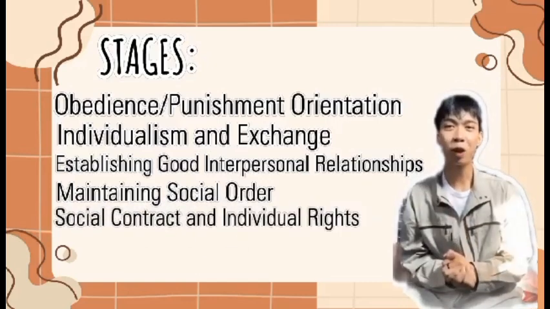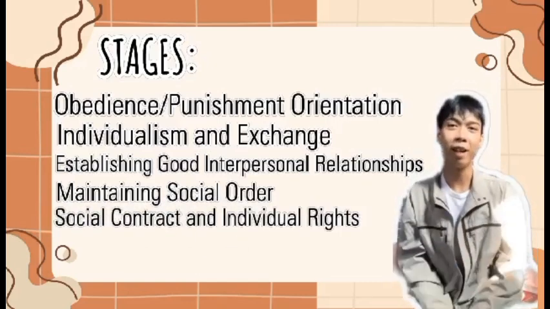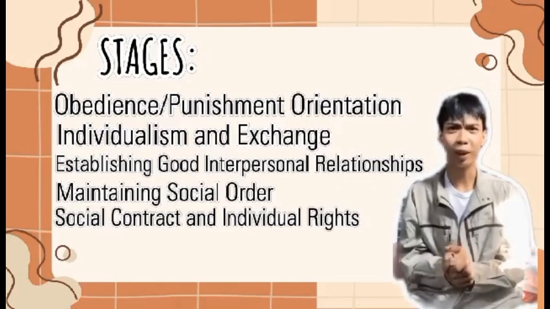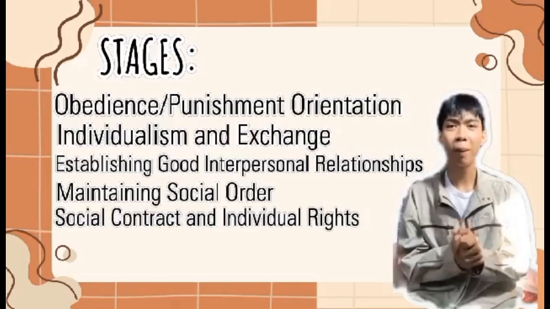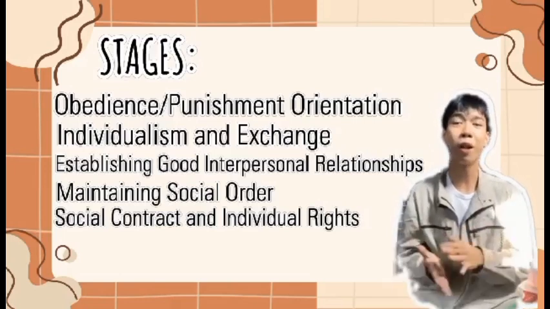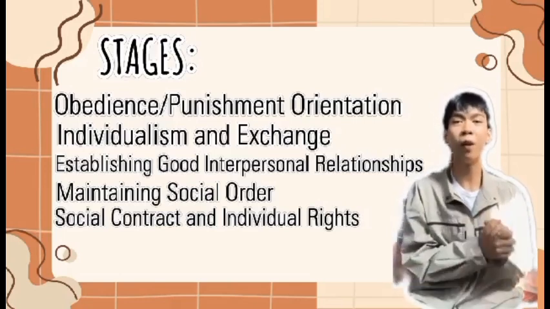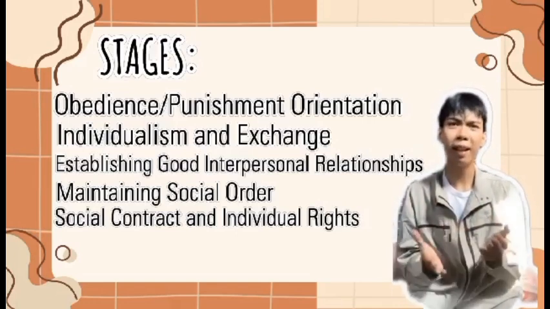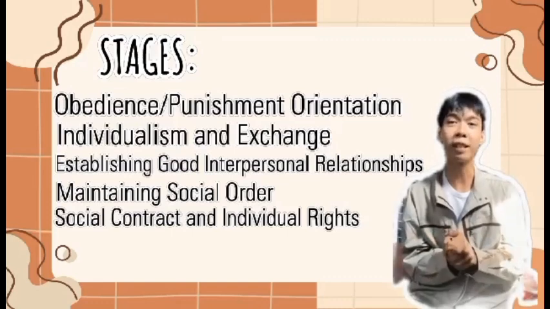Fifth is the social contract and individual rights. Laws are regarded as a social construct for the greater good, but are not perfect. People begin to consider the different values and beliefs of others when defining morality. If laws violate human rights, then alternatives should be devised.